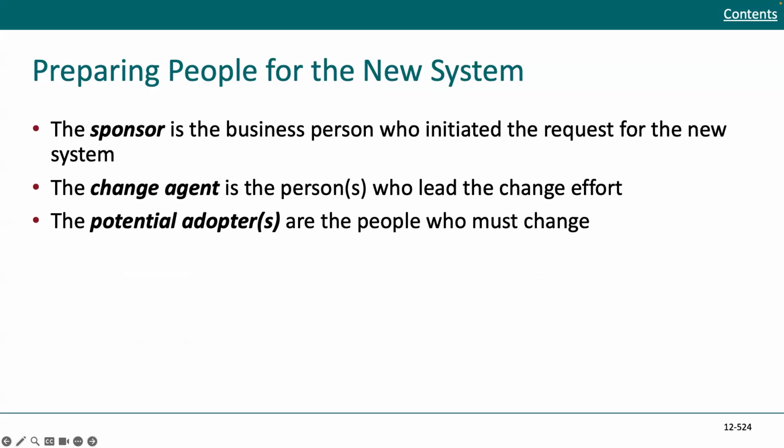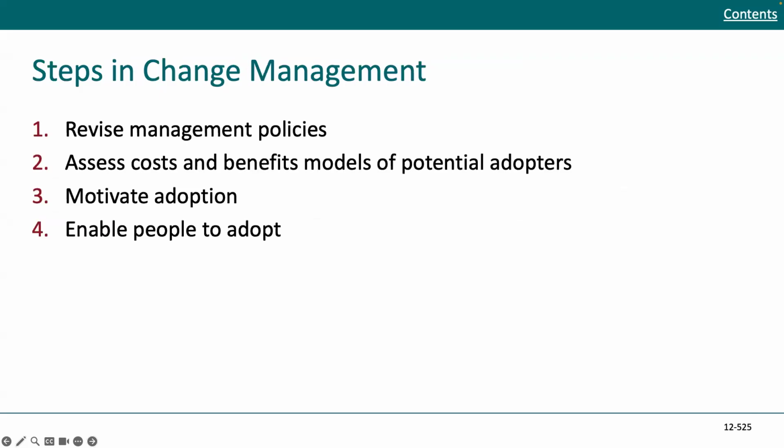So in terms of preparing people for a new system, the sponsor is the business person who initiates the request for the new system. The change agent is a person or persons who lead the change effort, and the potential adopter or adopters are the people who must change. There are four steps in change management: you revise the management policy, you assess costs and benefits of potential adopters, you motivate adoption, and you enable people to adopt.